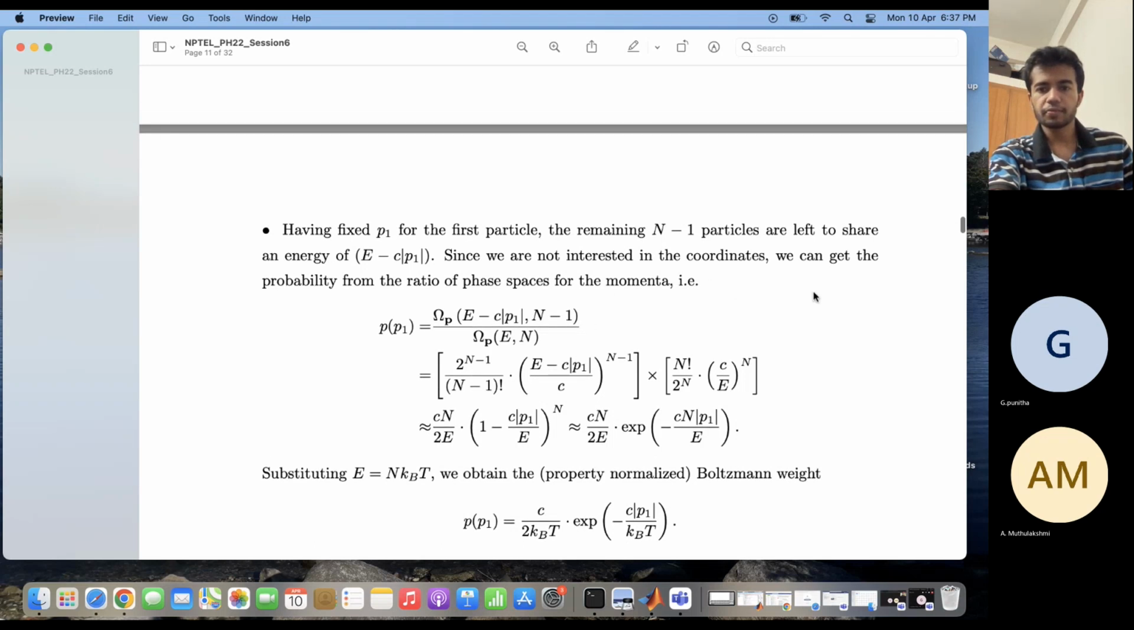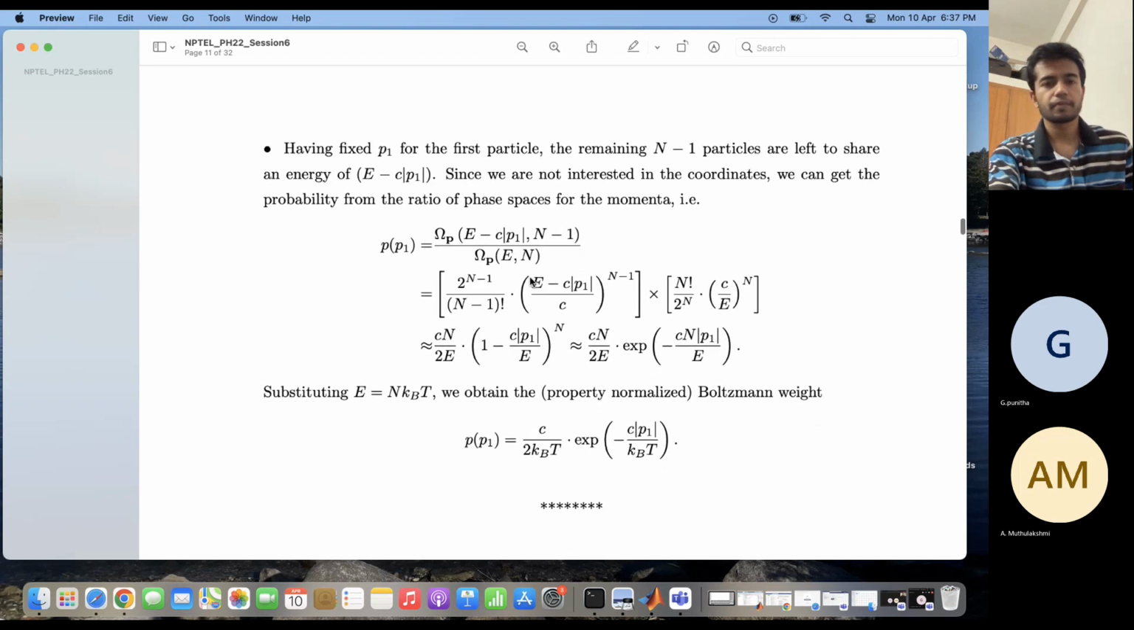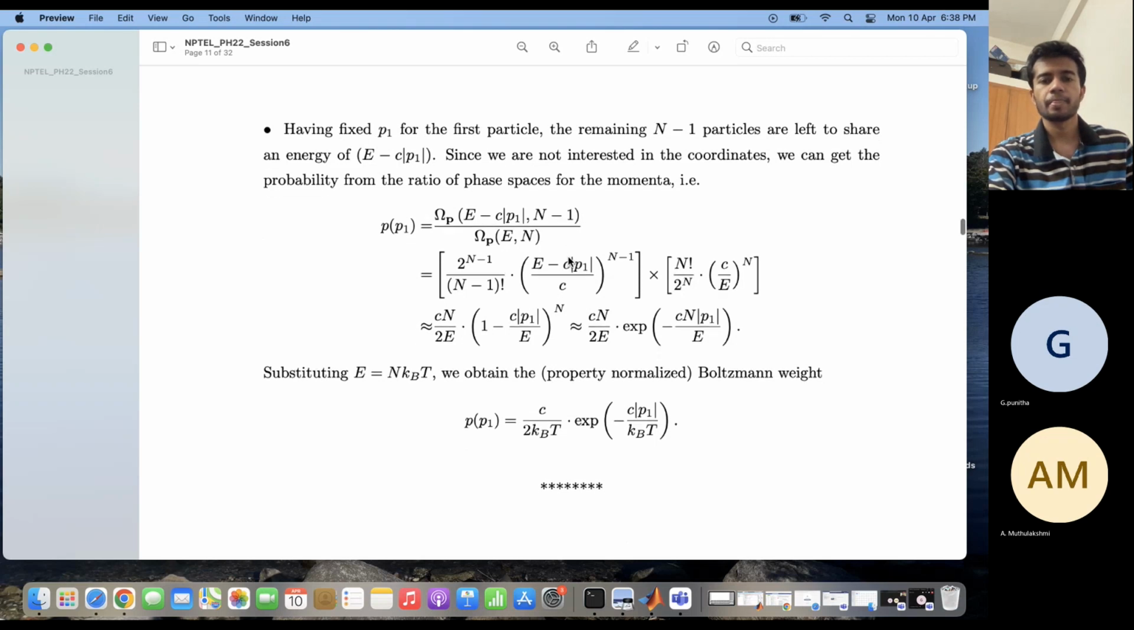And since we are not interested in the position coordinates, we can get the probability from the ratio of the phase spaces from the momenta itself, right? Because we are only fixing the momentum of the particle and not the position. Therefore the position coordinates cancel out from the numerator and denominator, and simply we can obtain the probability from the number of microstates of the momentum. That is, from the momentum contribution to the total number of microstates.